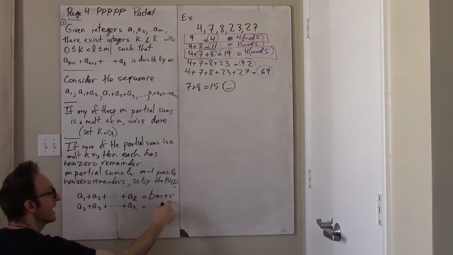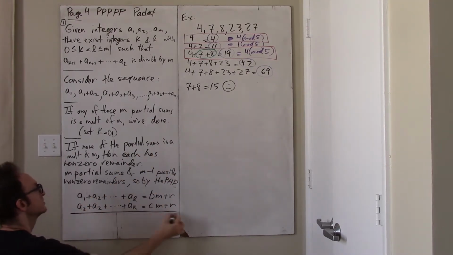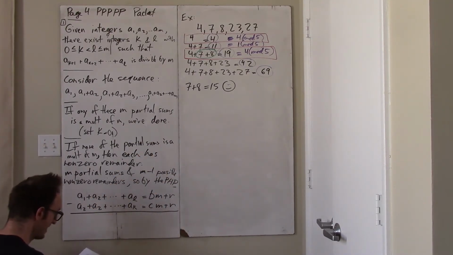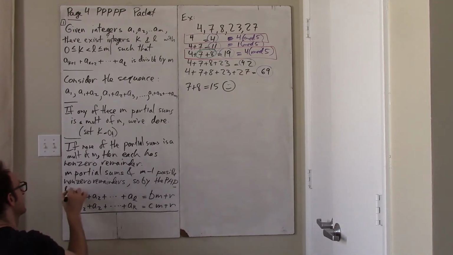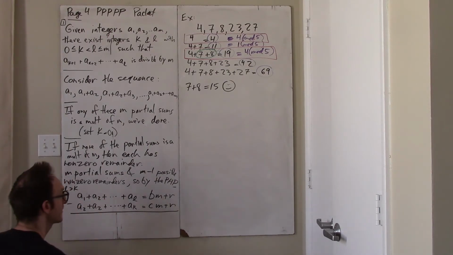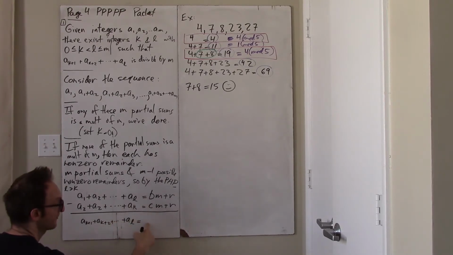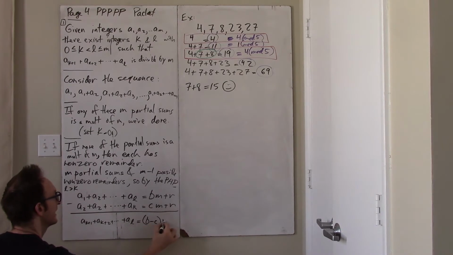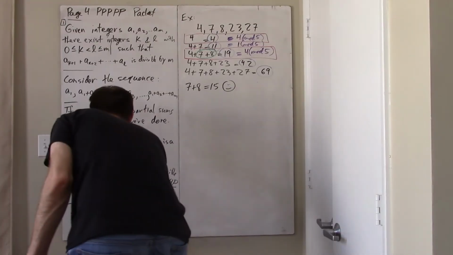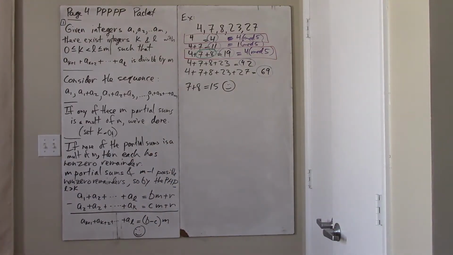So we have some non-zero remainder, and now, just as before, you just subtract these two equations. Let L be bigger than K, without loss of generality. Then when we subtract, what we get is a sub k plus 1 plus a sub k plus 2 plus all the way up to a sub L, and it is in fact just b minus c m. And so we win. We've shown that m divides the sum of the numbers from that point.